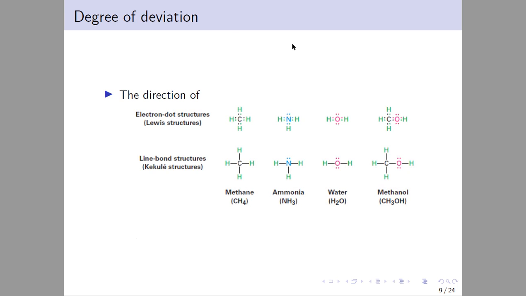So the degree of deviation determines the direction of the molecule. Even though we use the electron dot structure and line bond to calculate and revise this structure, in real life the H atoms have different angles, and also different lengths.